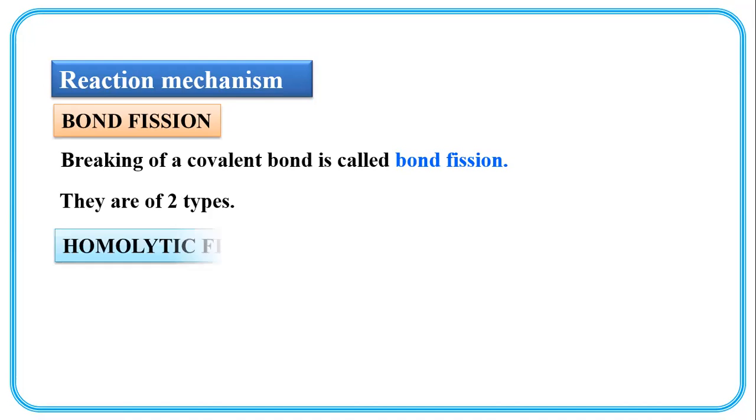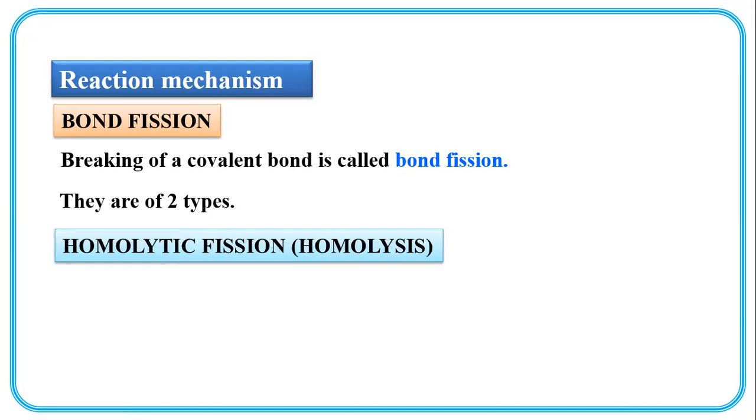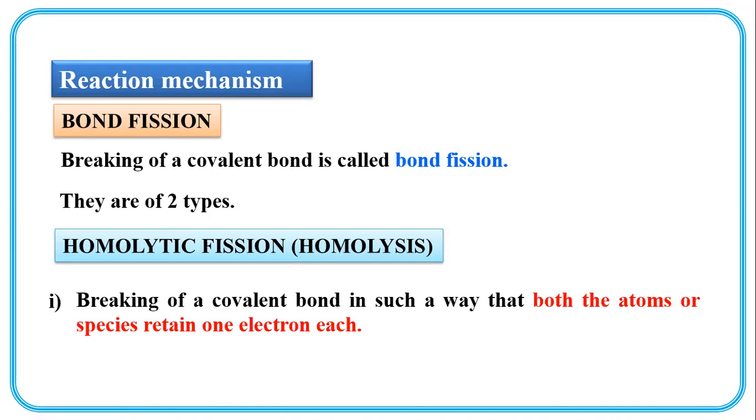So these bond fissions are of two types: homolytic bond fission or homolysis. Homo means identical. So the bond breaks identically and the electrons are distributed symmetrically. It is the breaking of a covalent bond in such a way that both the atoms or species retain one electron each.